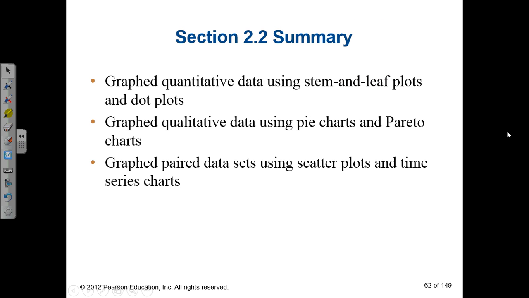That's the end of section 2.2. You'll see just a couple homework problems on doing a stem and leaf, and maybe, I think, reading a pie chart. Other than that, the rest of this stuff was just for your information in case you see them later. You can now go to MyMathLab and do homework 2.2.